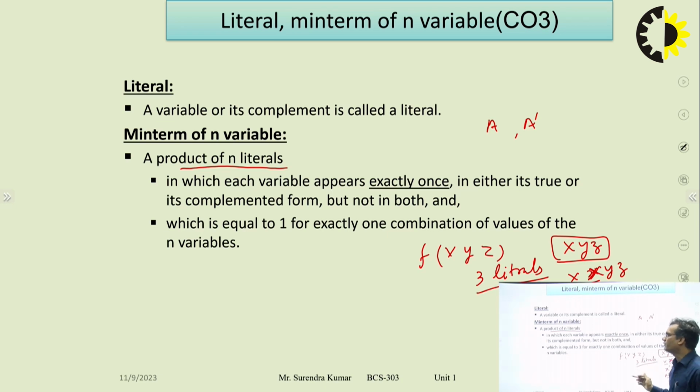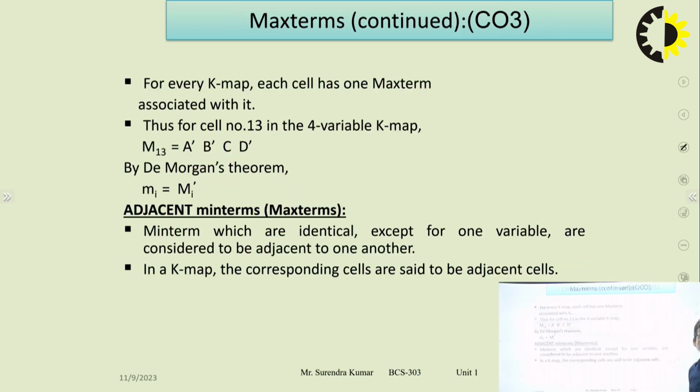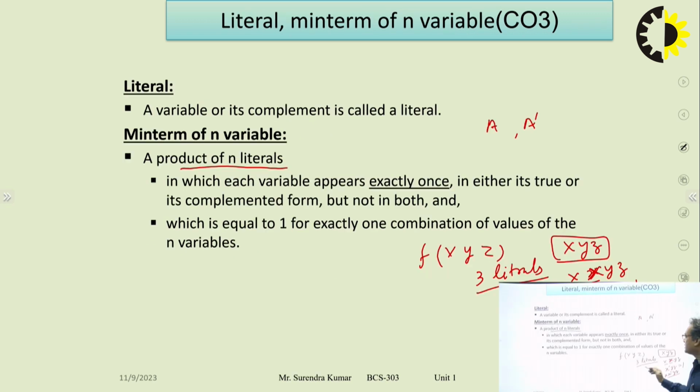Or the equivalent value of this minterm is 1. So the value of every minterm will be exactly 1. A minterm comes in sum of products, or you can say it is a product of variables.